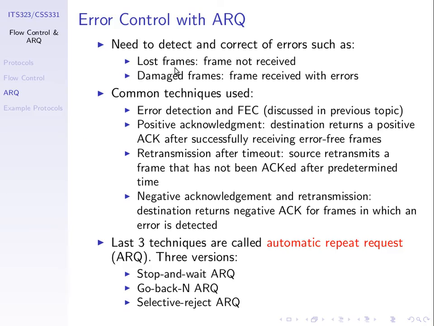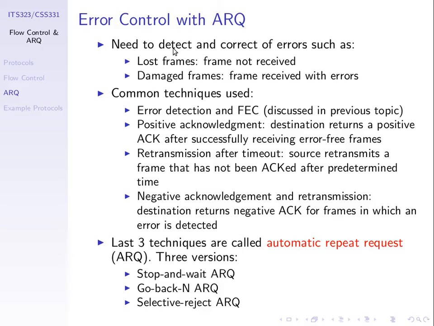So we need a way to detect and correct errors. For example, we send a frame and because of errors, it doesn't get to the destination. We say that's a lost frame. Why? Maybe there's a lot of errors on the link, or maybe there's actually a device in between the sender and receiver and that device fails for some period of time. So the frame doesn't get there.